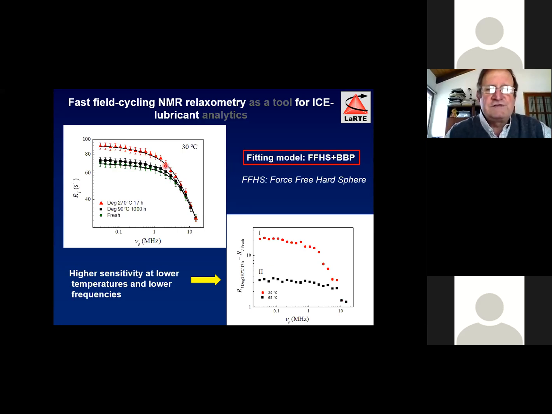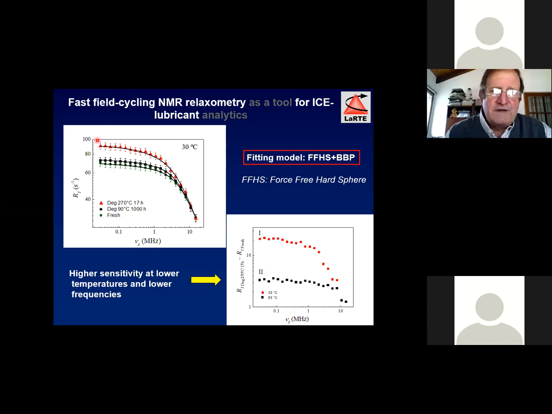Here we have a strong change in the relaxation rate. This degradation is not a long time, but a much higher temperature. And the experiment was done not only at 30 degrees, but also at 75 degrees. What we find out is that at the lower temperature, the sensitivity, that is the difference between degraded and fresh samples for 270 degrees Celsius, is much more important at the lower temperature. So at which temperature we measure is a point here.